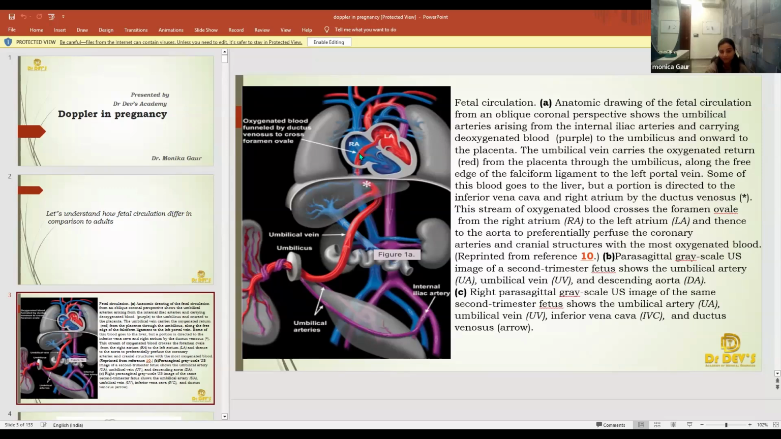Any questions till now? Till this system, from where, through the internal iliac arteries, the blood goes to the placenta, it gets oxygenated, and then through the umbilical vein, it again goes back to the liver, and then the umbilical vein is connected with the IVC through the ductus venosus.